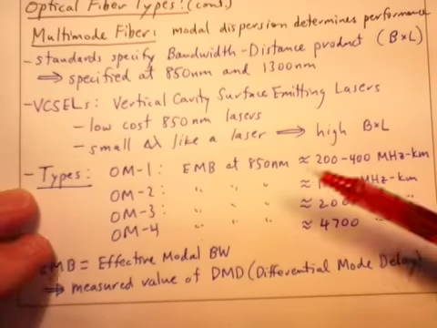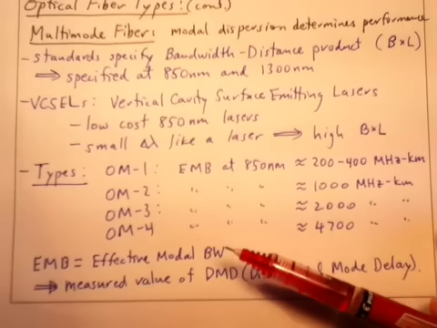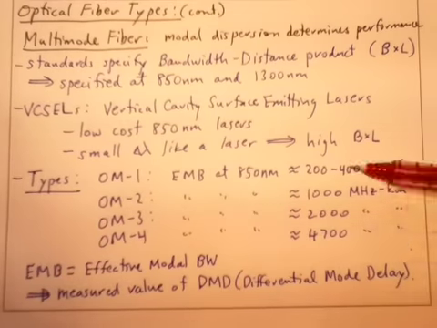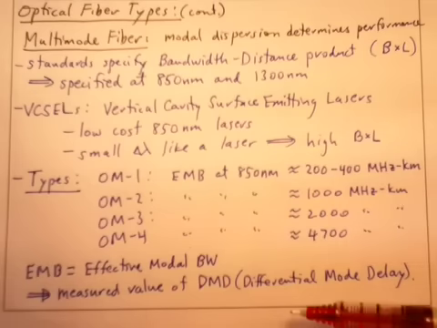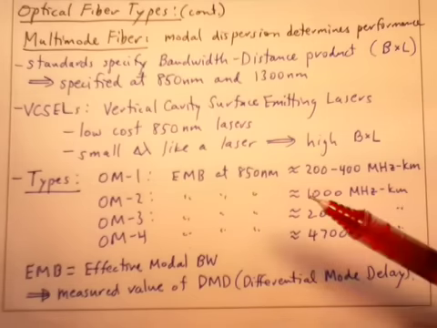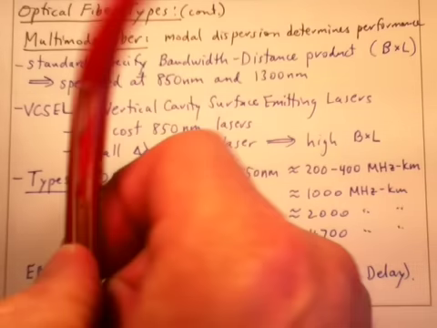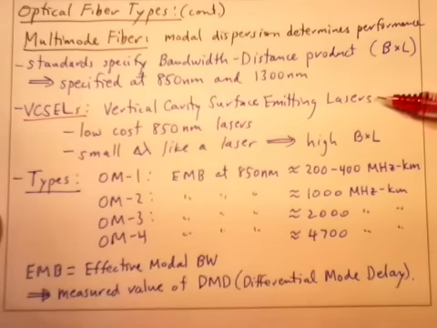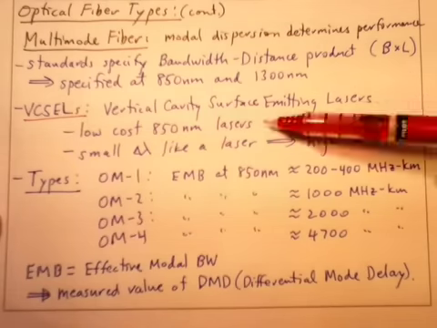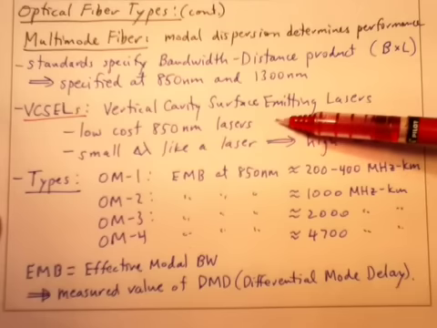There are four types, OM1, 2, 3, and 4, and they have increasing performance specs. They're all specified at 850 nanometers, and they're all specified for a type of laser called a VCSEL. A VCSEL is short for vertical cavity surface emitting laser. It's a very low cost 850 nanometer laser.